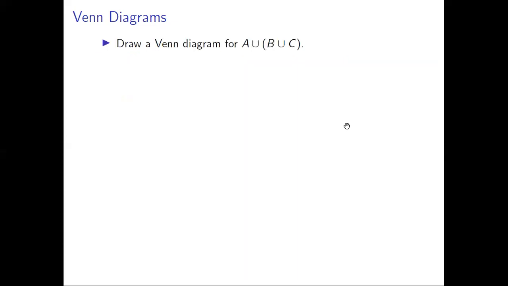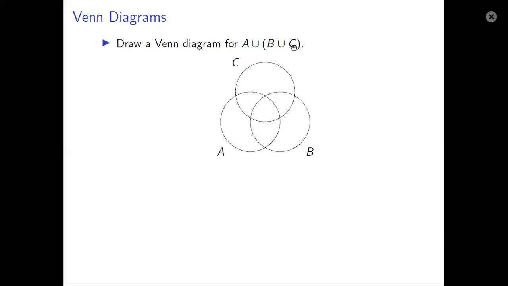Now, next step, again, we're continuing with this example. Next step is draw the Venn diagram for the other expression. Draw the Venn diagram for this. So we'll start with again our 3 circles. We first do what's in parentheses, so we do B union C, and then we add in A. So we have A union B union C. So we're left with this.